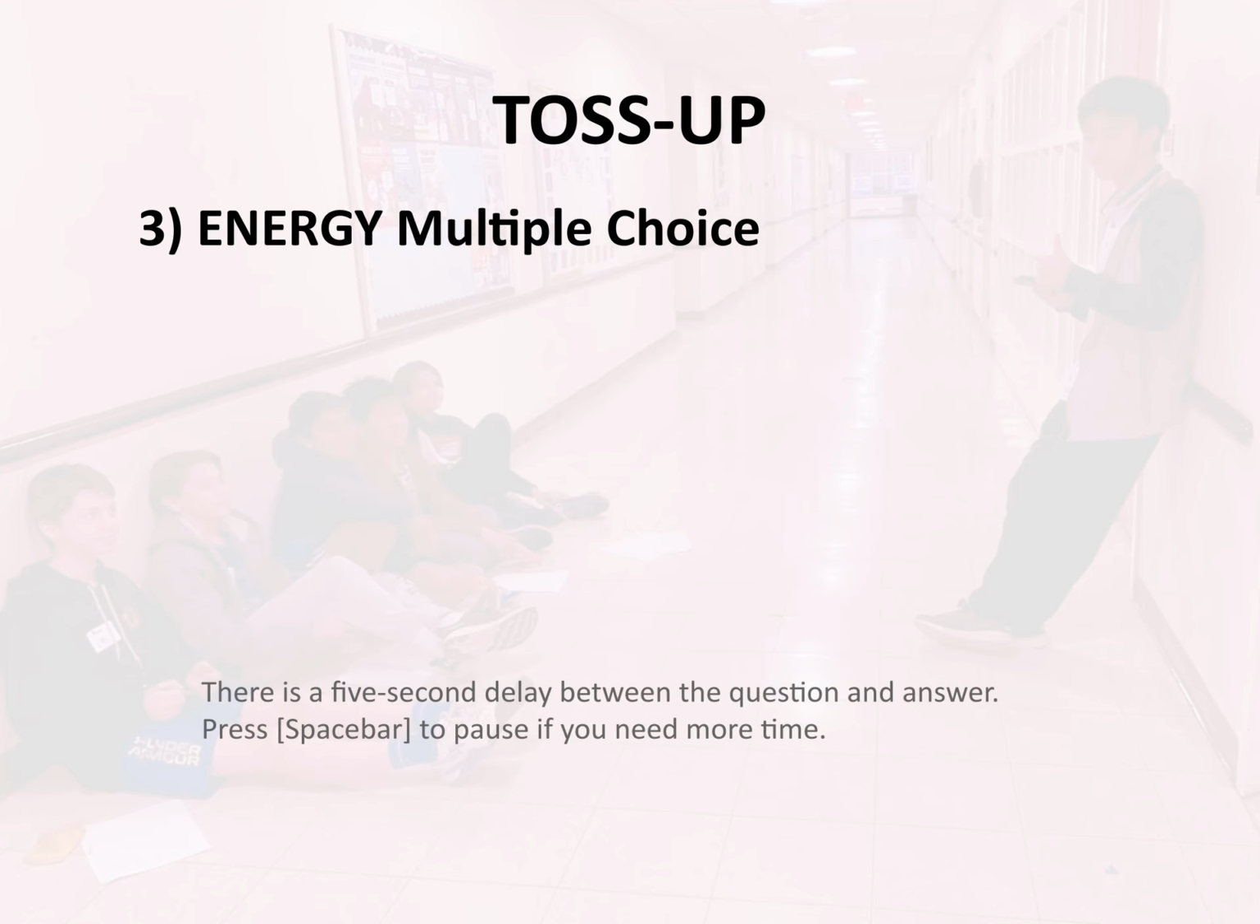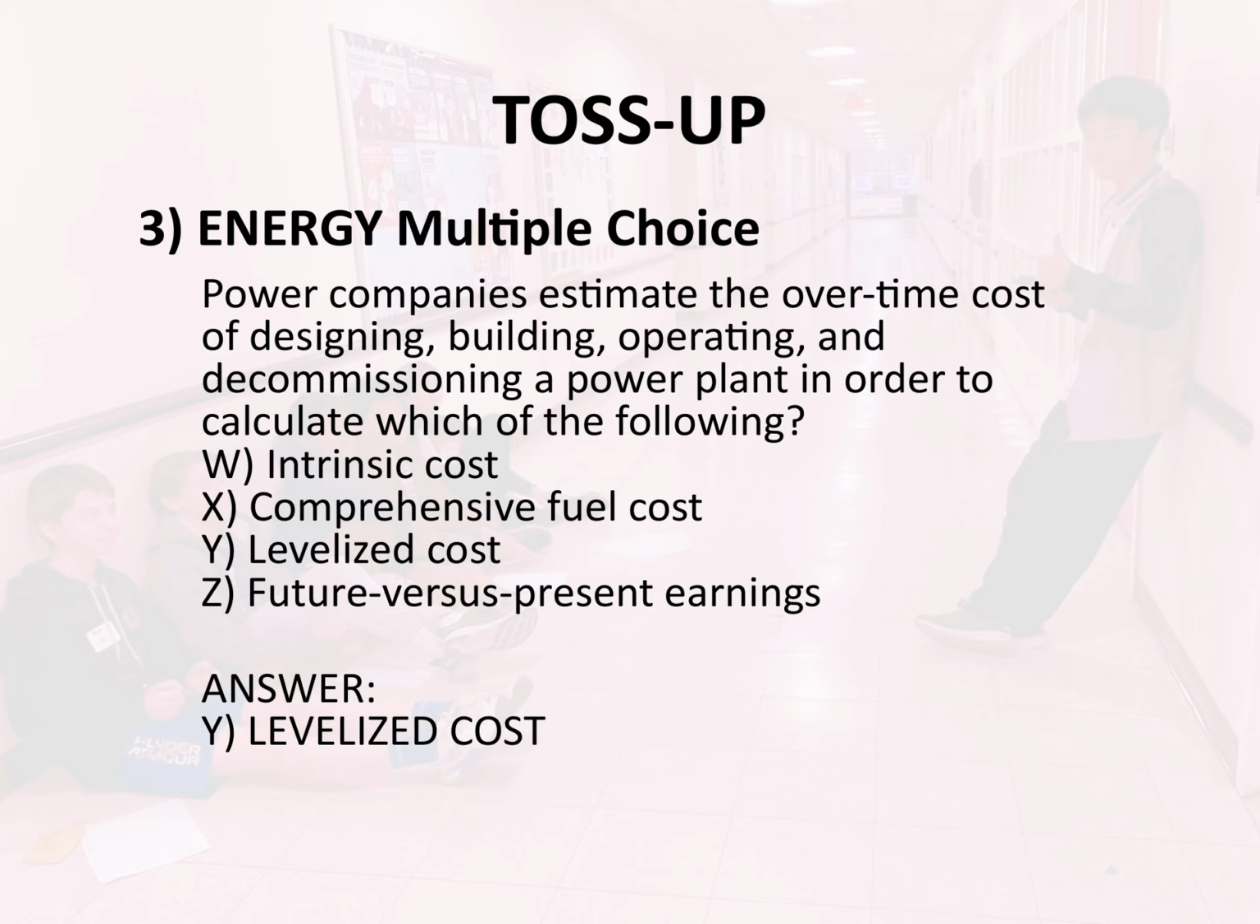Toss-up 3. Energy. Multiple choice. Power companies estimate the overtime cost of designing, building, operating, and decommissioning a power plant in order to calculate which of the following? W. Intrinsic cost. X. Comprehensive fuel cost. Y. Levelized cost. Z. Future versus present earnings. Answer: Y. Levelized cost.